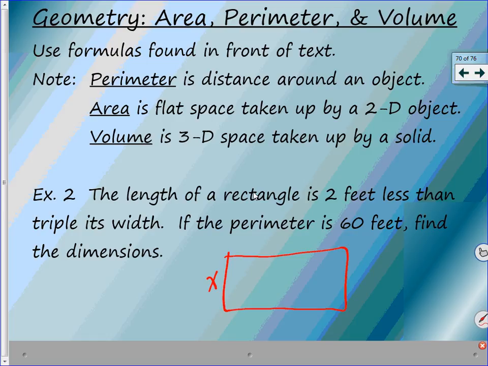And then I can read the length of a rectangle. And then it says it is, so it equals 2 feet less than triple its width. So I need to write an expression for the length that represents 2 feet less than triple its width. If the width is X, what is 2 feet less than triple its width? Davian? 3x minus 2. You said 3x minus 2?